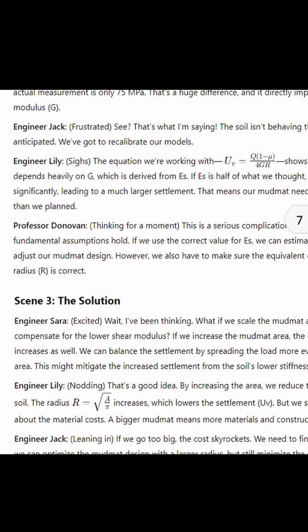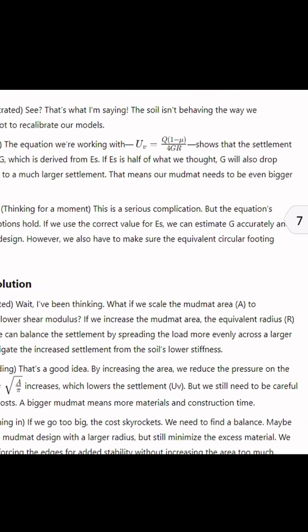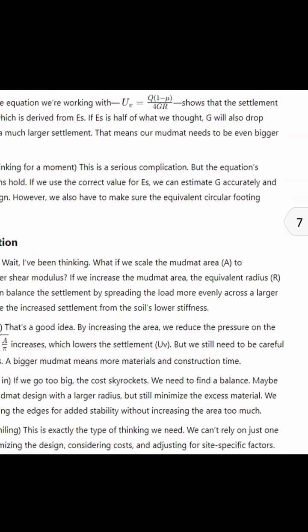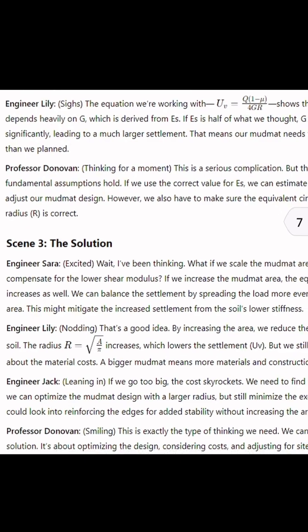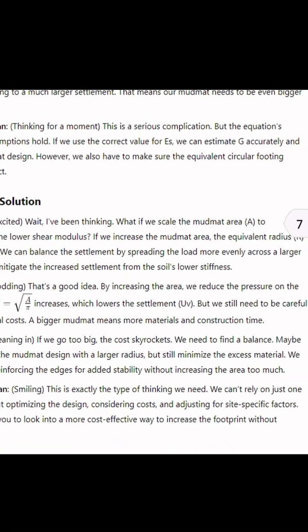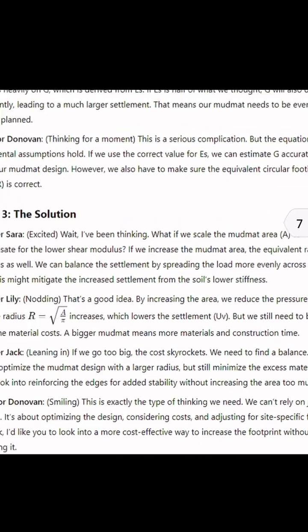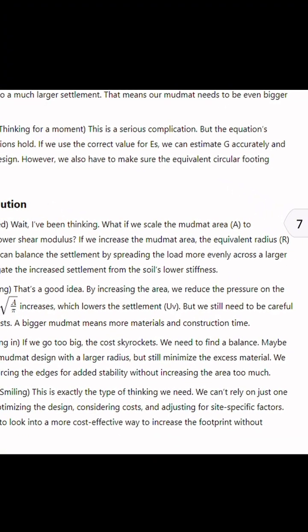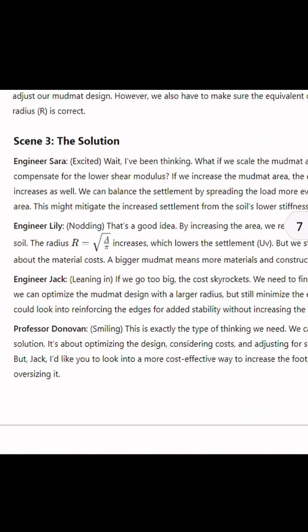To avoid a larger Mudmat settlement, we need a bigger Mudmat than we planned. This is a serious complication, but the equation's fundamental assumptions hold. If we use the correct value of Es, we can estimate G accurately and adjust our Mudmat design. However, we also have to make sure the equivalent circular footing radius is correct.